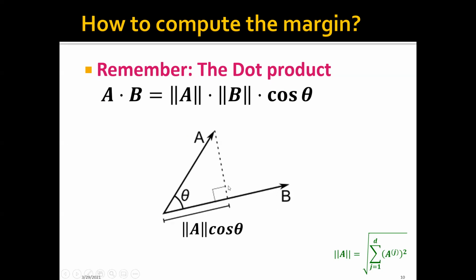If you look at it more carefully, you can find that the product of the length of A and cosine theta is exactly the length of the vector A projected on the vector B. Interestingly, if you set vector B to be a unit vector, then the length of B will be exactly 1. Therefore, the dot product of A and B will simply be the product of the length of A and cosine theta. So this term just goes away.